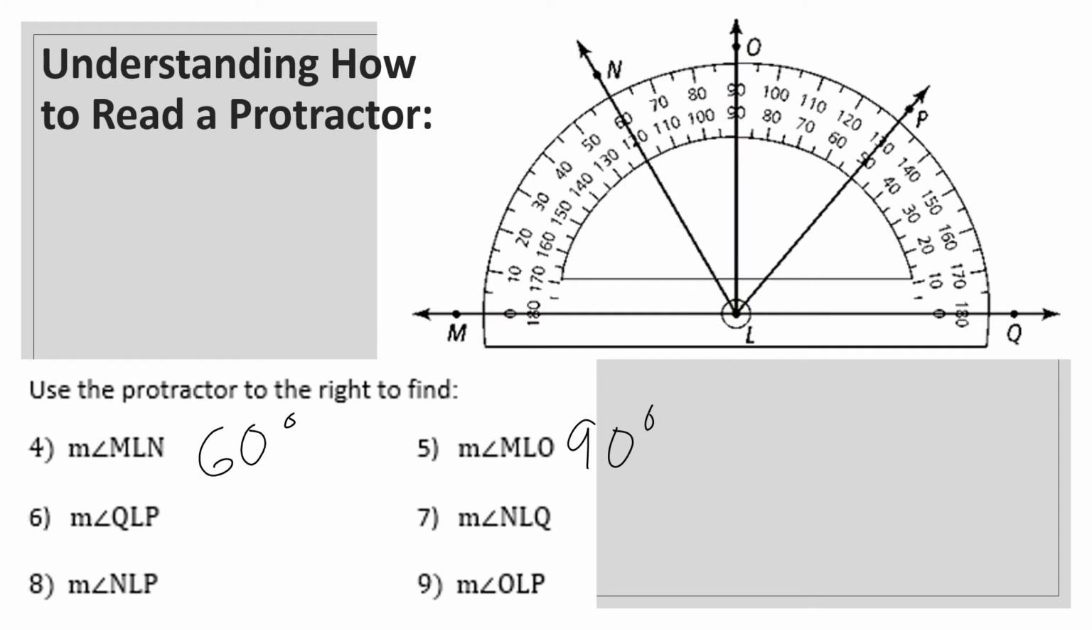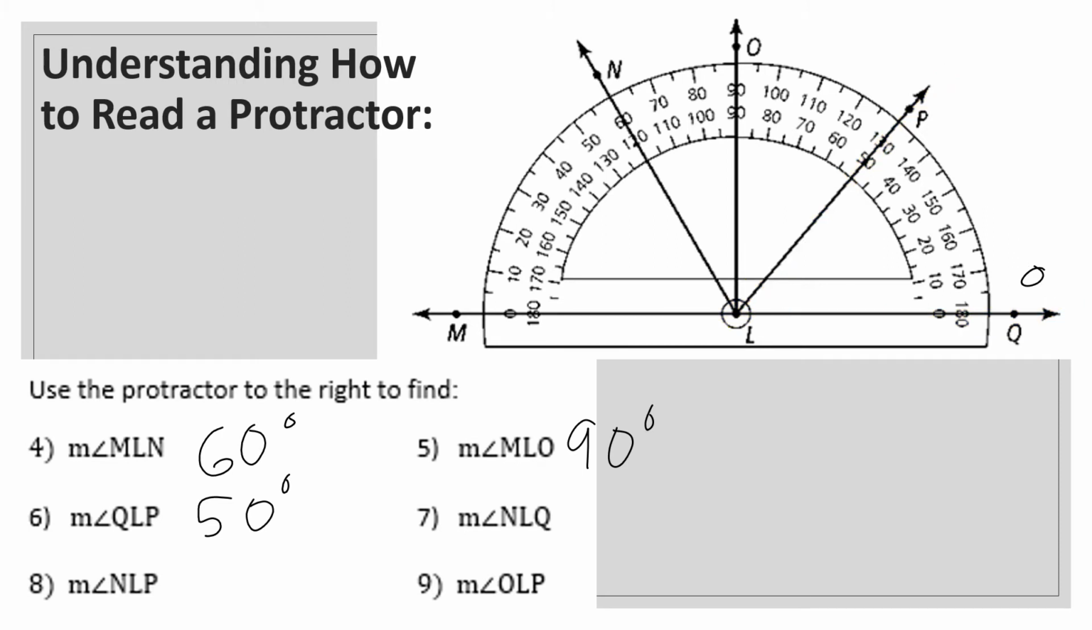Okay, the next one, the measure of angle QLP. Okay, so this one, because we're going from the right-hand side and moving to the left instead of left to right, we are going to start at 0 here, and then we're going to move this way to the inside number. So the inside number for QLP is 50, so that means QLP is 50 degrees.